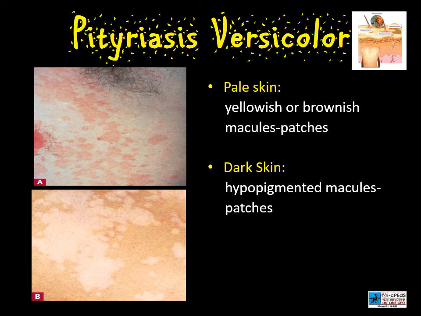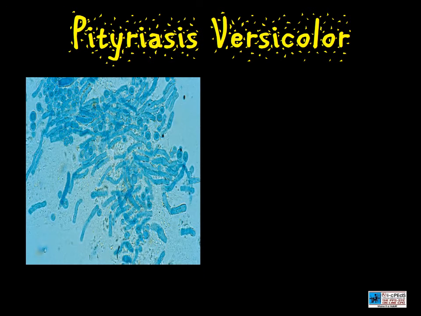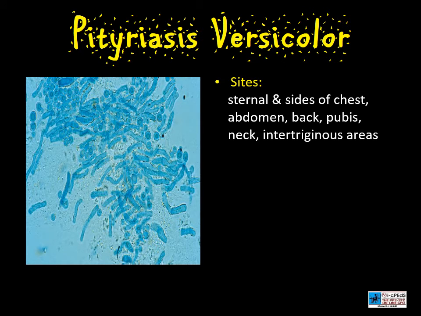A fine, dust-like scale covers the lesion and is elicited through the grattage maneuver. There is mild pruritus and minimal inflammation. The KOH finding of spores with short mycelium has been referred to as the spaghetti and meatballs or the bacon and egg sign of Tinea versicolor.